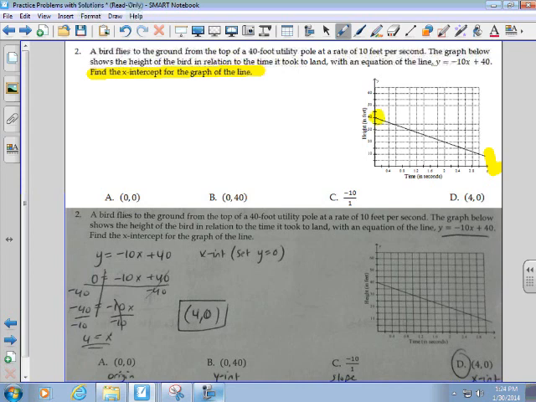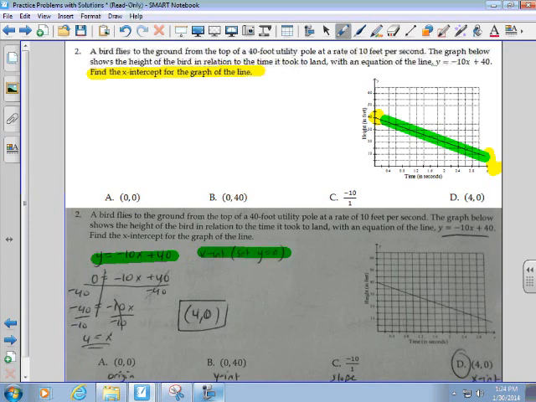Alright, then it says that you approach at 10 feet per second, a negative 10 feet per second. So if you look at your slope, it's negative 10, down 10 over 1. So now we can write an equation, y equals negative 10x plus b. Again, the negative 10 is your slope, the 40 is your y-intercept. Alright, now if you're finding the x-intercept, you have to set y equal to 0. So you plug in 0 for y, and then you solve the equation.